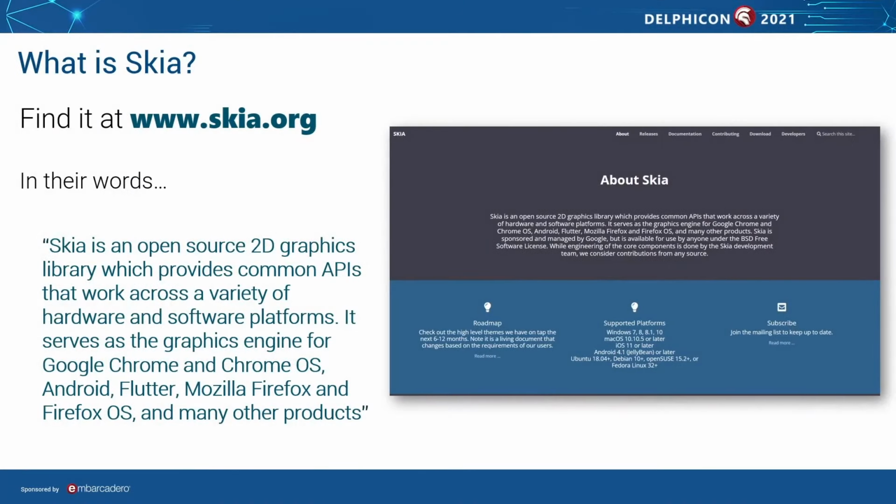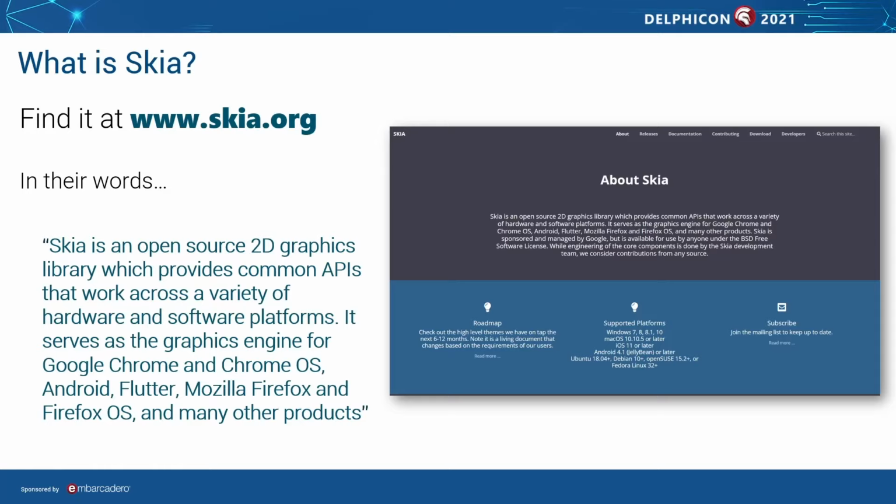What is Skia? Well, Skia is one of those things that when you first look at it, it doesn't seem that exciting. It's like, whoa, it's just a graphics library. And it's 2D graphics at that. It's not even three-dimensional, zoomy out game type stuff. They're designed for a very specific purpose. You can find it at skia.org.